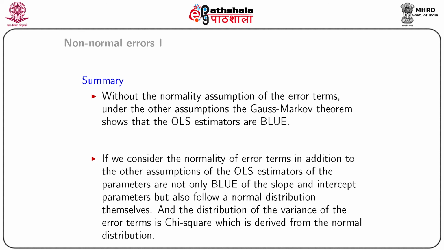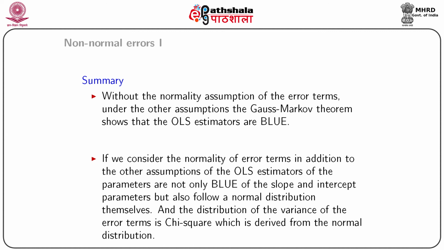Now let us look at a summary for the non-normal errors. Without the normality assumption of the error terms, under the other assumptions, the Gauss-Markov theorem shows that the OLS estimators are BLUE. So even if we violate the assumption of normality of the error terms, if all the other assumptions of the Gauss-Markov theorem, that is no autocorrelation, homoscedasticity and absence of multicollinearity in the data, are satisfied, then the ordinary least square estimators for the parameters are still best linear unbiased estimators of the unknown parameters.